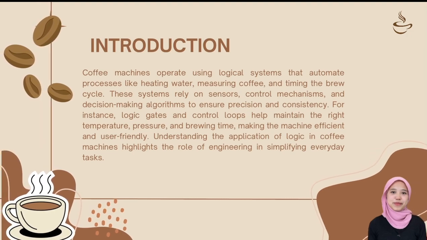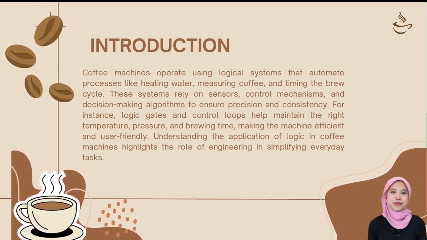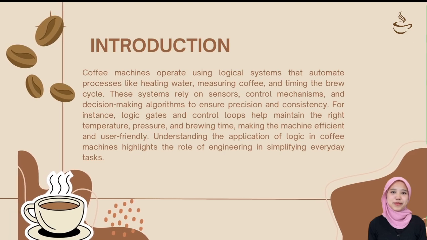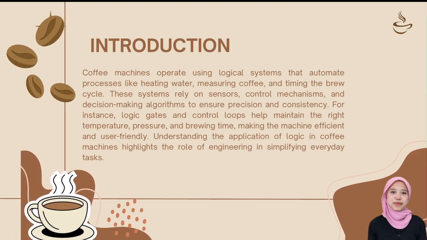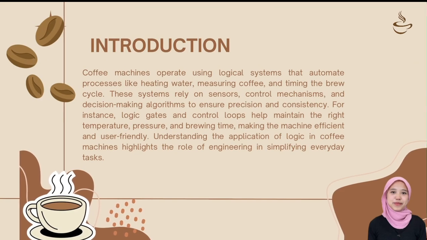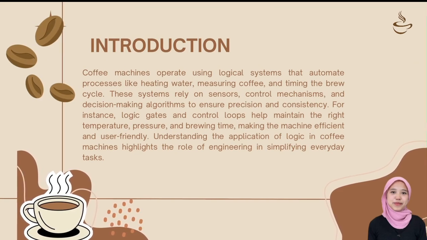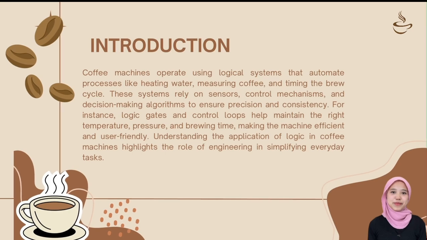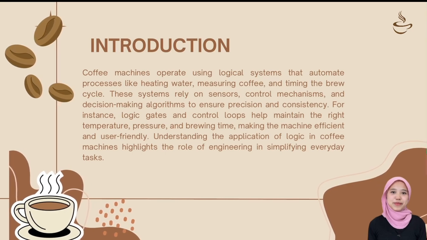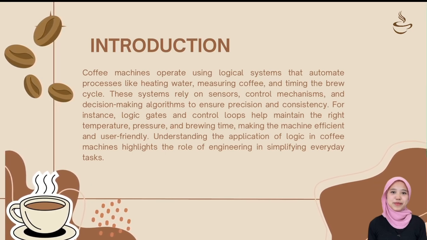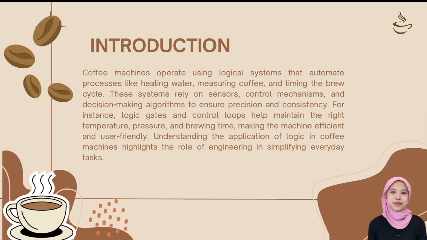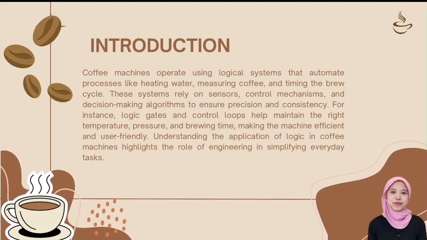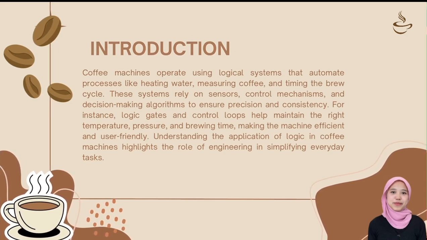So, the introduction. Coffee machines operate using logical systems that automate processes like heating water, measuring coffee, and timing the brew cycle. These systems rely on sensors, control mechanisms, and decision-making algorithms to ensure precision and consistency. For instance, logic gates and control loops help maintain the right temperature, pressure, and brewing time, making the machine efficient and user-friendly. Understanding the application of logic in coffee machine highlights the role of engineering in simplifying everyday tasks.